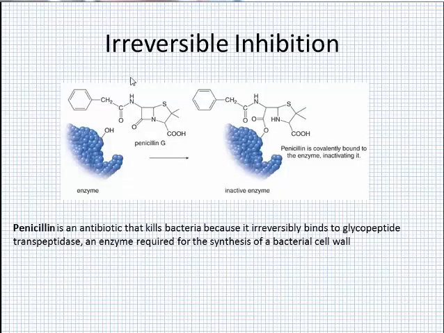So here's an example of irreversible inhibition. Penicillin is an antibiotic. It binds to an enzyme that's responsible for making the cell wall of the bacteria, so it kills bacteria. This enzyme is necessary for making the cell wall, so it binds to this glycopeptide transpeptidase, which is involved in the bacterial cell wall. Not important for this. But the enzyme has in its active site an alcohol group, which was required for function.